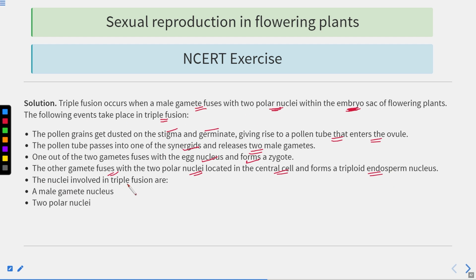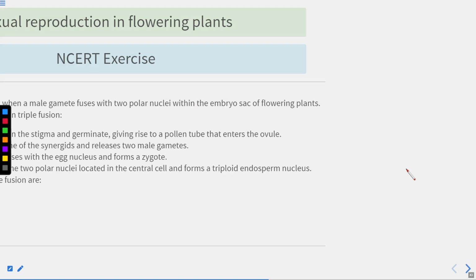Now the nuclei involved in the triple fusion are, one male gamete, which fuses with the two polar nuclei. That's why a triploid endosperm nucleus is formed. Clear? And the central cell gets transformed into the primary endosperm cell, which consists of this endosperm nucleus, which is triploid, and the primary endosperm cell then transforms into the endosperm, which is the triploid structure. Clear?